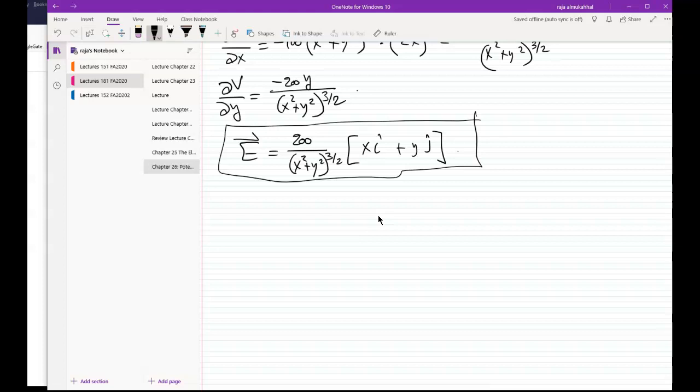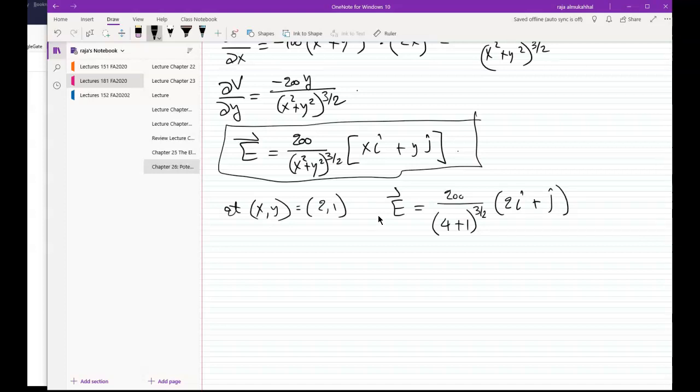So let's see. At x comma y equals 2 comma 1, the electric field as a vector is going to look something like this: 200 over, remember x is 2, so that's going to be 4 plus 1 to the power of 3/2, times 2i plus j. Is that right? I use my calculator right here. I hope you're working with me.